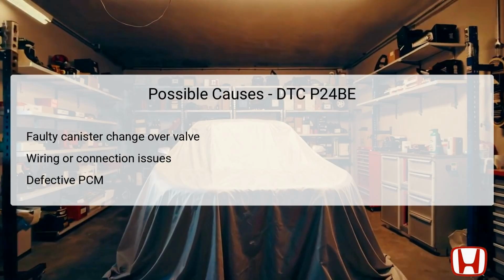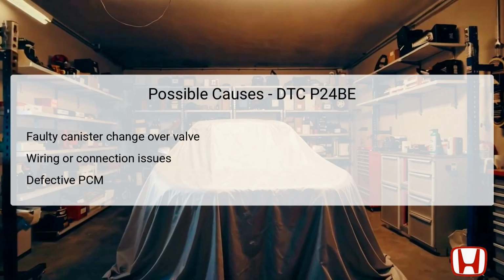Several factors can contribute to the appearance of DTC P24BE. First, a faulty canister changeover valve may not respond appropriately to PCM commands, resulting in low voltage signals. Second, wiring issues, such as shorts or open circuits in the valve's electrical connections, can disrupt communication, leading to abnormal readings. Finally, a defective PCM may misinterpret sensor data or fail to deliver correct voltage levels to the canister valve.